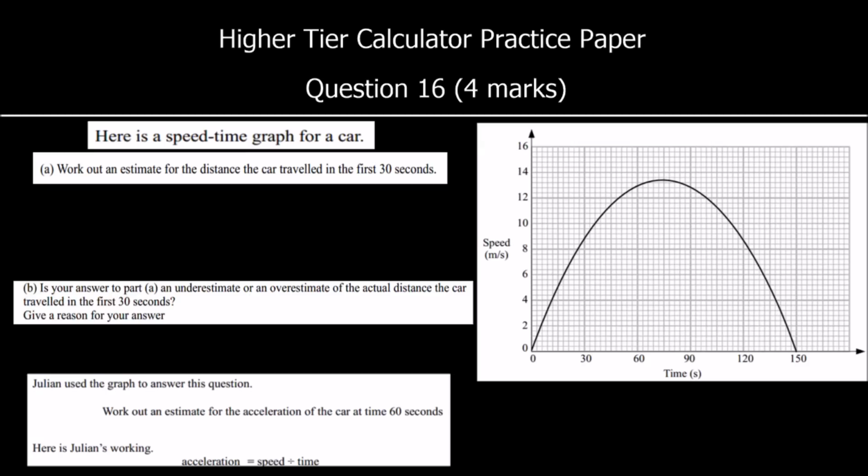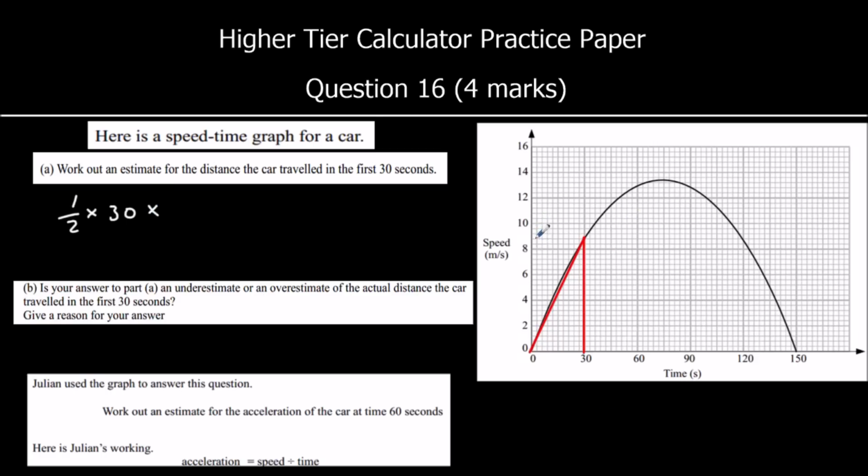Question 16. Here is a speed time graph for a car. Part A, work out an estimate for the distance the car travelled in the first 30 seconds. When we've got a speed time graph, the distance travelled is the area under the graph. So in the first 30 seconds, we could just draw a triangle and work out the area of the triangle. The area of a triangle is half times the base, which is 30, times the height.